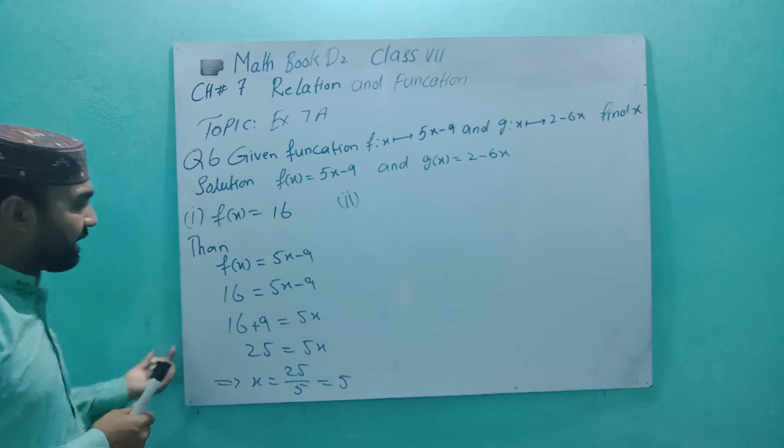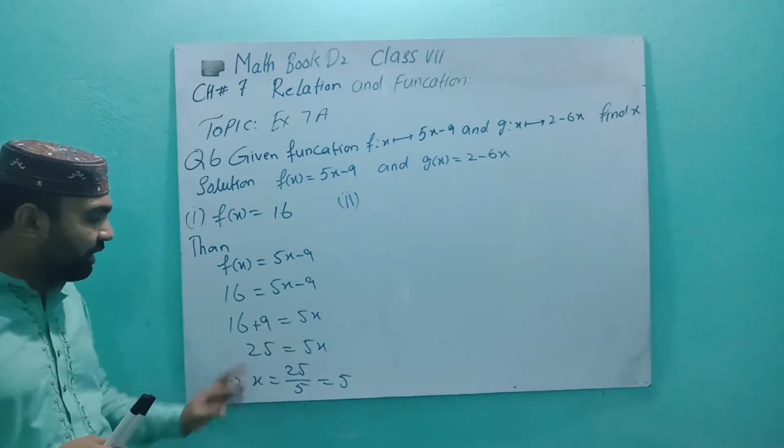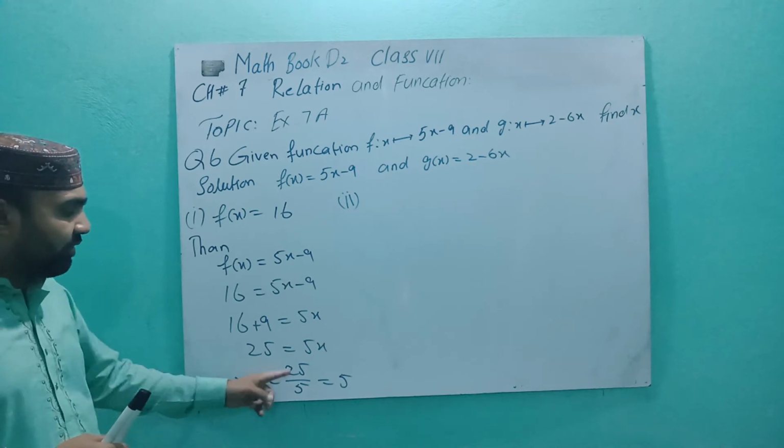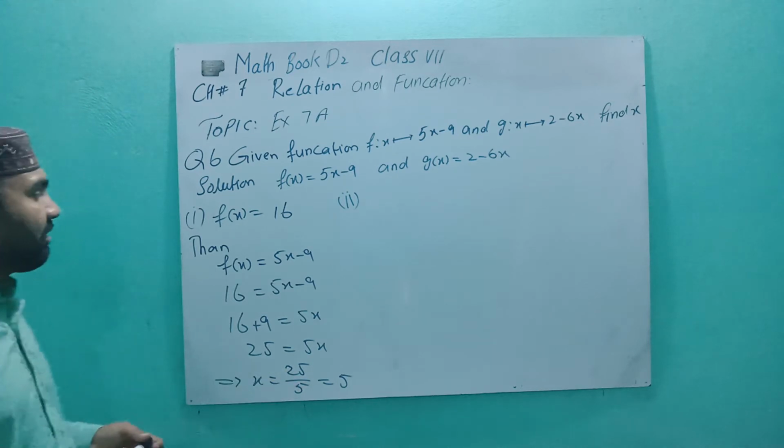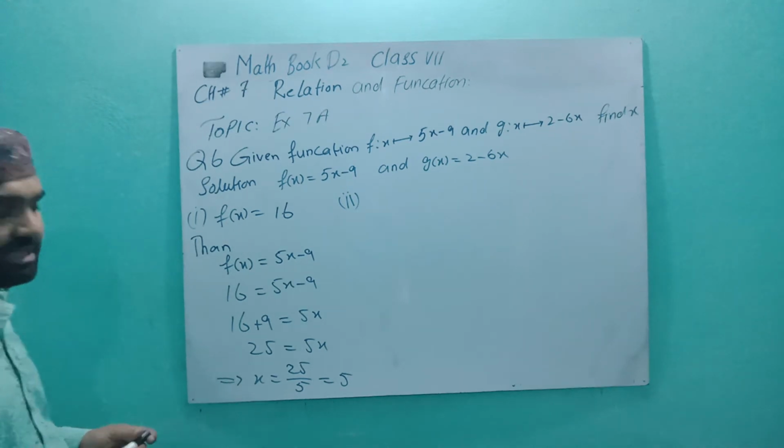Now take numbers on one side and variables on one side. 16 plus 9, 25 equal to 5x. x equal 25 over 5 equal to 5. The value of x is 5.